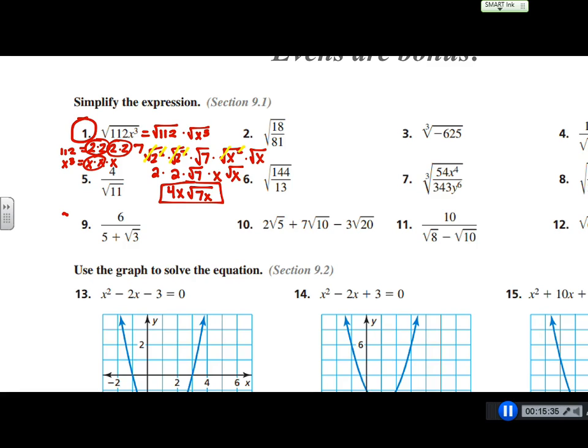Oh, well, 625 is... Here, pick an easy one that you do. What's the square root of 25? Square root of what?